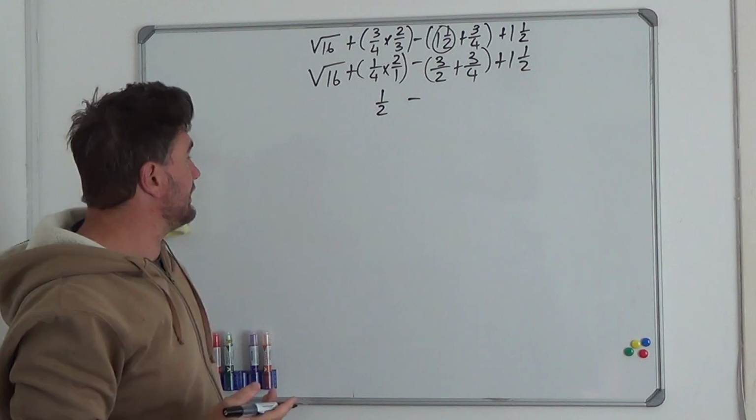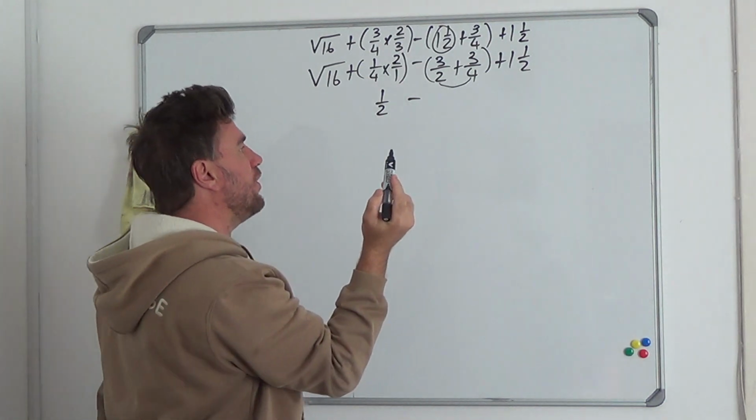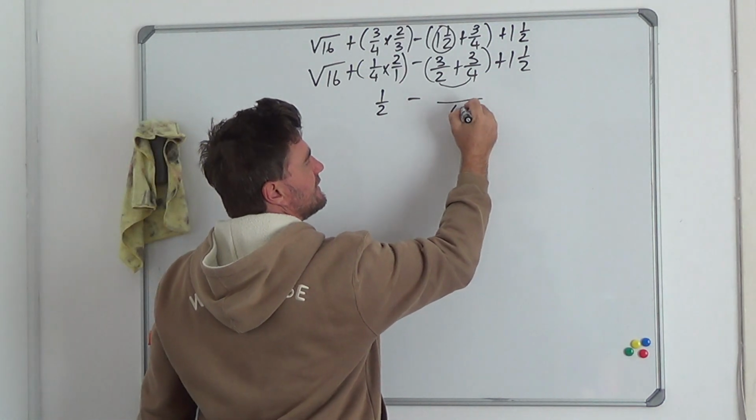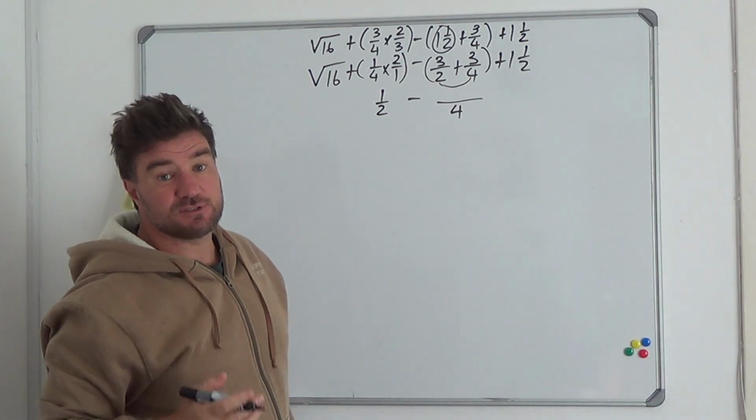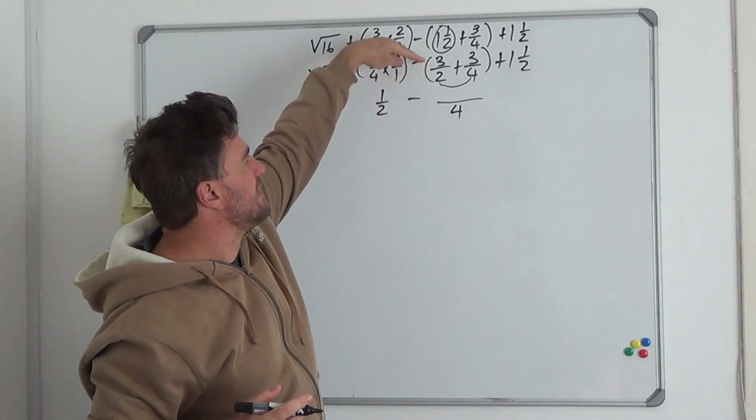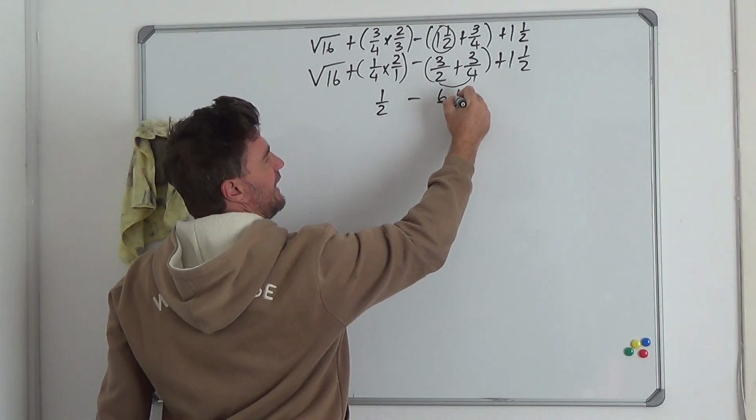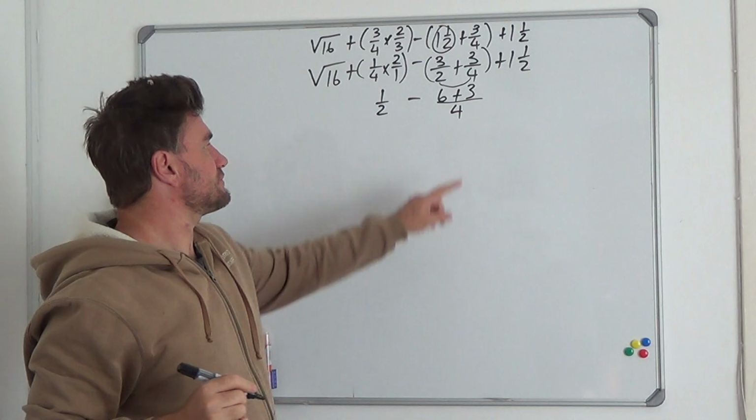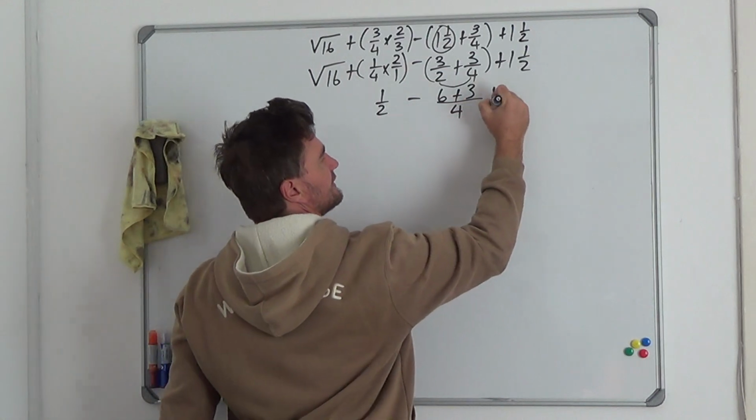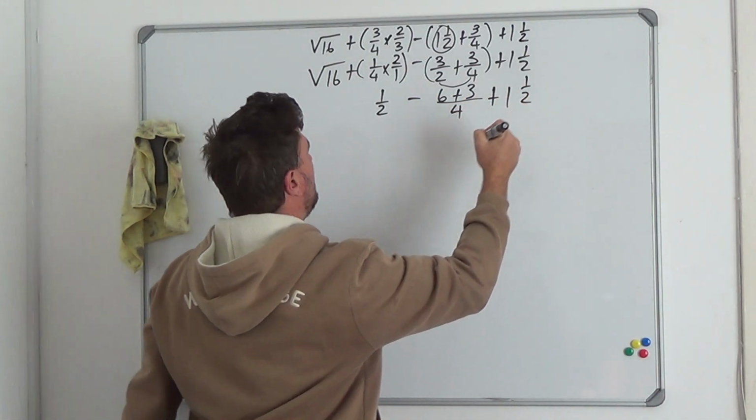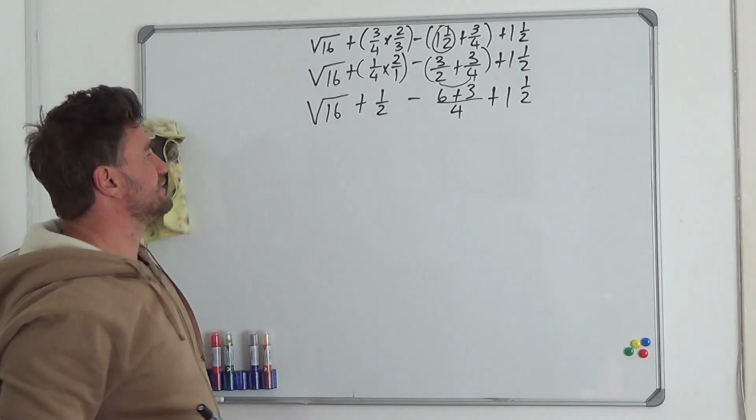Remember our denominators have got to be the same. So for the lowest common denominator over here, I can see that 2 goes into 4, so I know my lowest common denominator there is 4. What did I do to the 2 to get to 4? I times it by 2. So whatever I do to the bottom, I've got to do to the top. So 3 times 2 is equal to 6, and that stays the same, which is 6 over 4 plus 3 over 4. So this is what our new equation looks like. Alright, so let's add the rest of it in, plus 1 and a half, and the square root of 16.